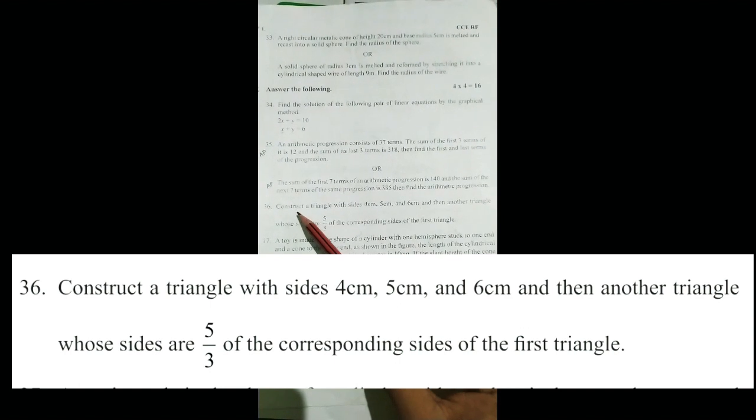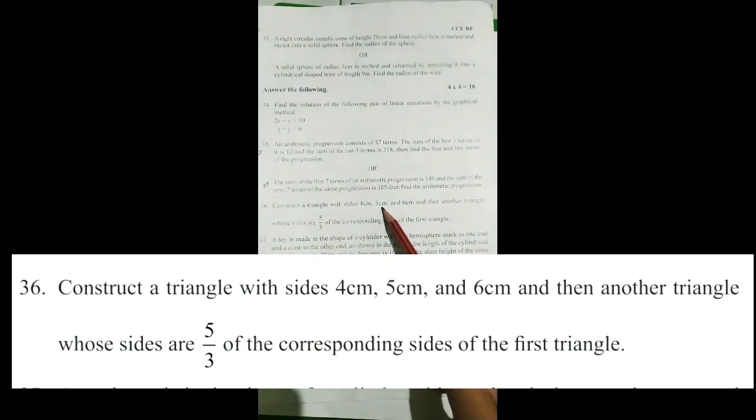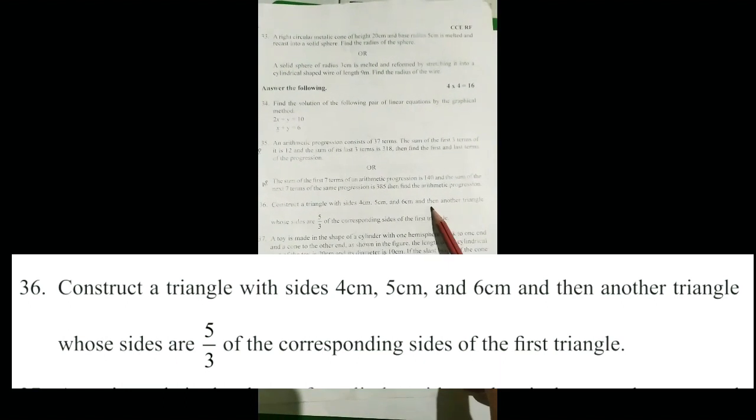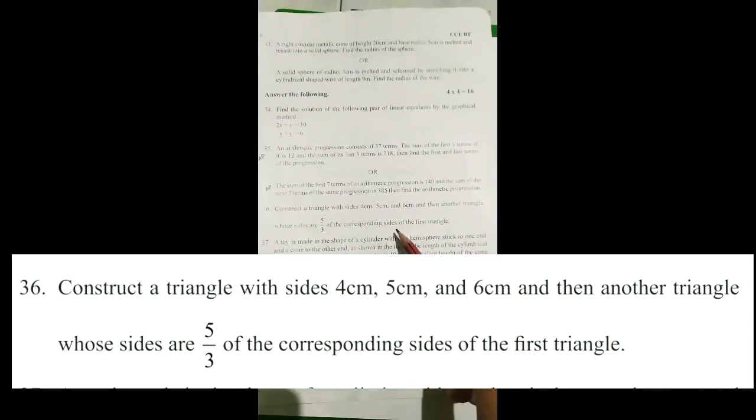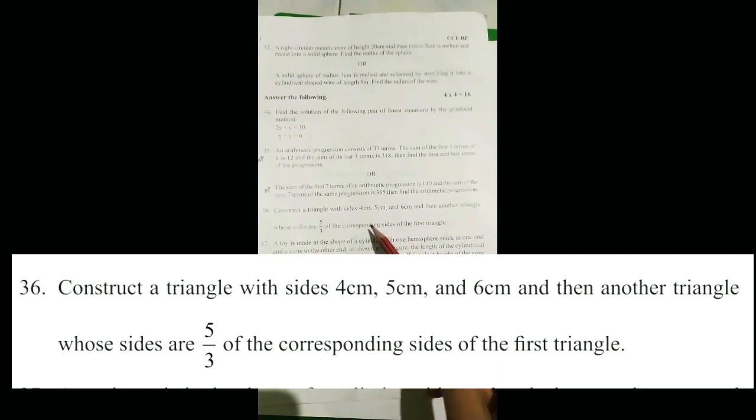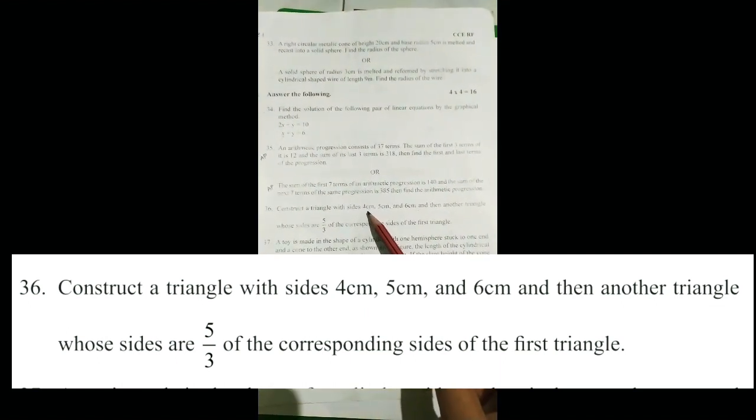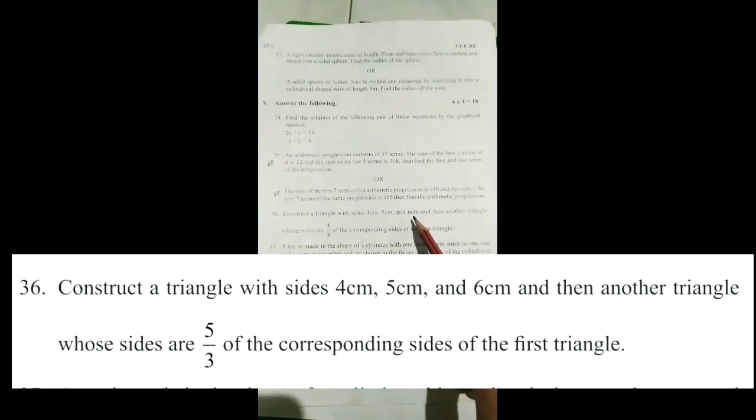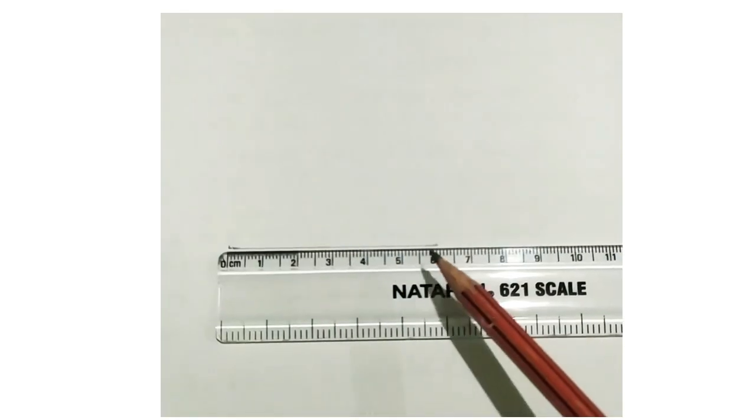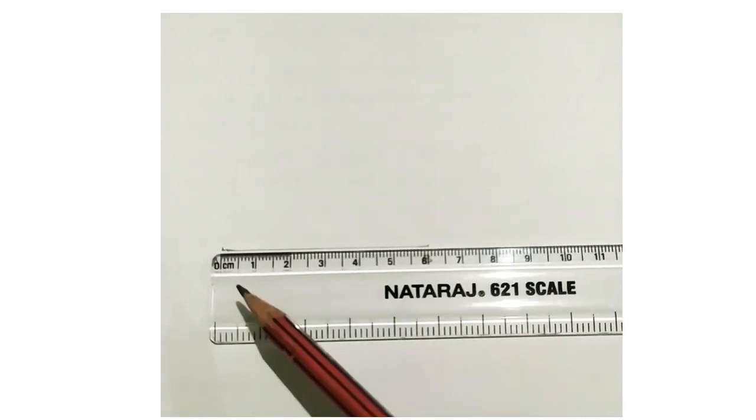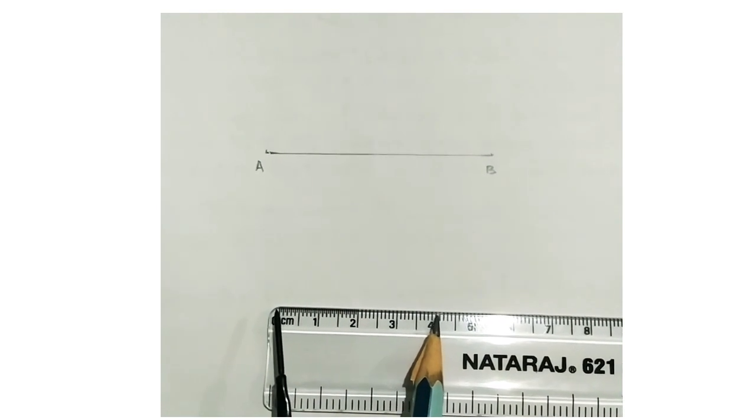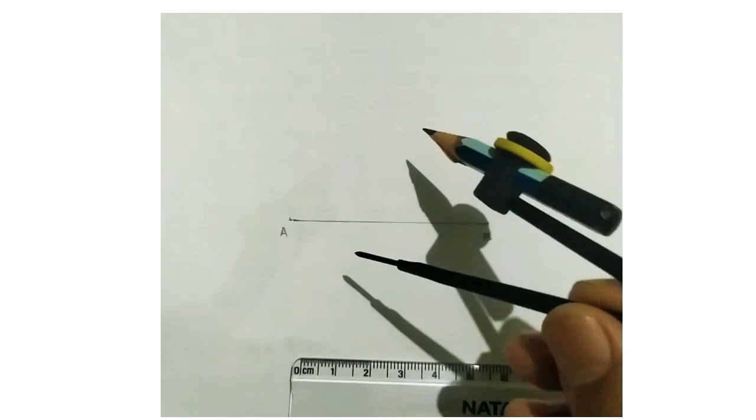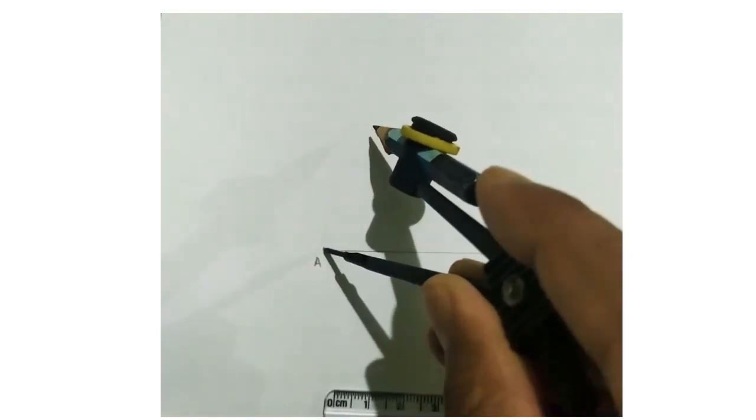For the 36th question, construct a triangle with sides 4 cm, 5 cm and 6 cm, and then another triangle whose sides are 5 by 3 of the corresponding sides of the first triangle. Okay, so here first you have to draw the first triangle. Which is that first triangle? Having the dimensions of 4 cm, 5 cm and 6 cm. With scale, take 6 cm as our base. So name it as AB. Now measure 4 cm by your compass, and from A draw an arc.